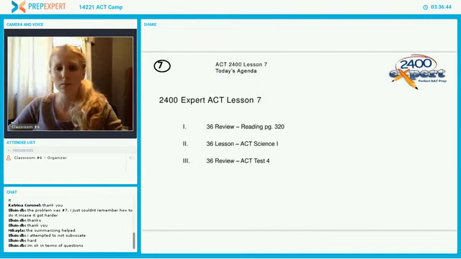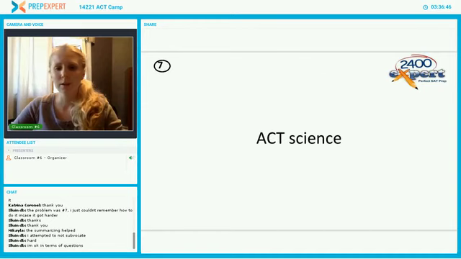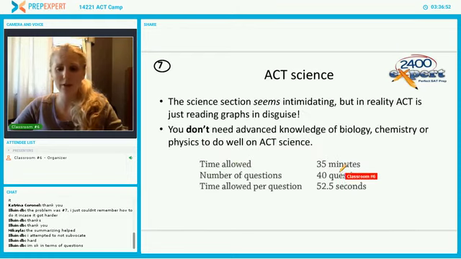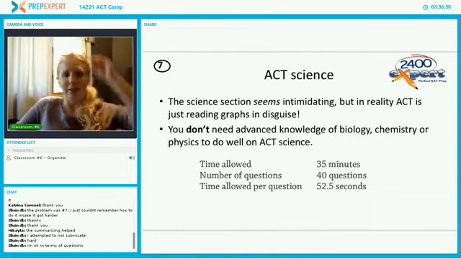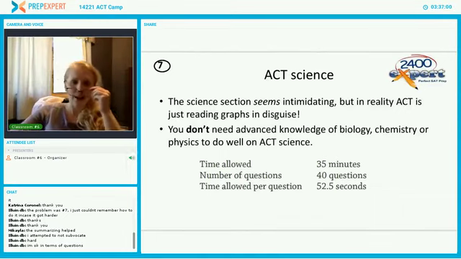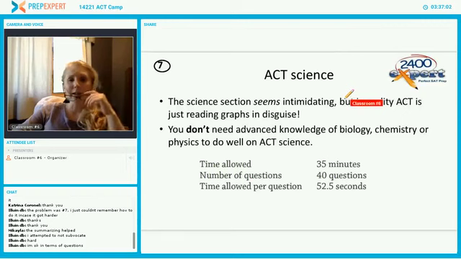So let's start with the science. Science is like the reading in that it is very time intensive. We say the science section seems intimidating, but in reality, it's just reading graphs in disguise. So you don't need advanced knowledge of biology, chemistry, or physics to do well, but I think it's a little misleading to say that you don't need knowledge at all.